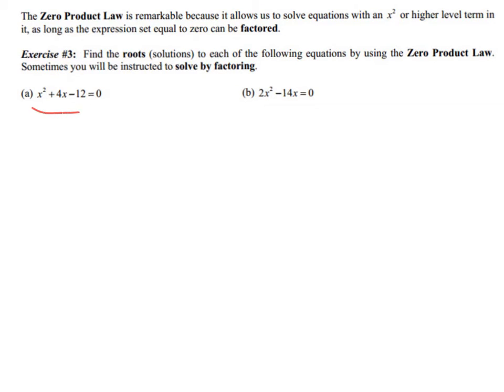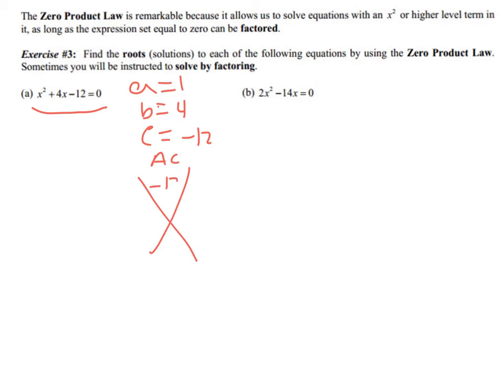So if you take a look at this problem right here, of course my A is equal to 1, my B is equal to 4, and my C is equal to negative 12. Okay, so if I'm using the X box method, the AC part up here is 1 times negative 12, so that's negative 12. My B is equal to 4. What factors of 12, when I multiply them, basically add up to 4? So I need a positive 6 and a negative 2.